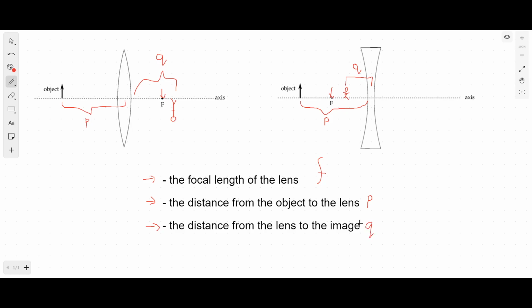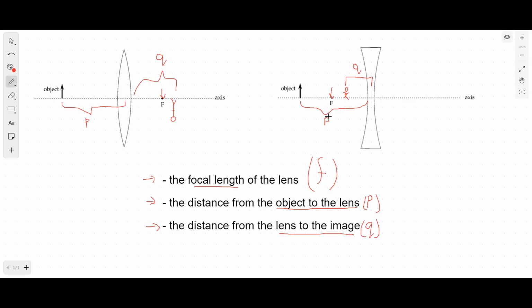So 3 new letters that we're assigning to things. f is for the focal length, p is for the distance from the object to the lens, and q is the distance from the lens to the image. This is for both types of lenses, it doesn't matter which.